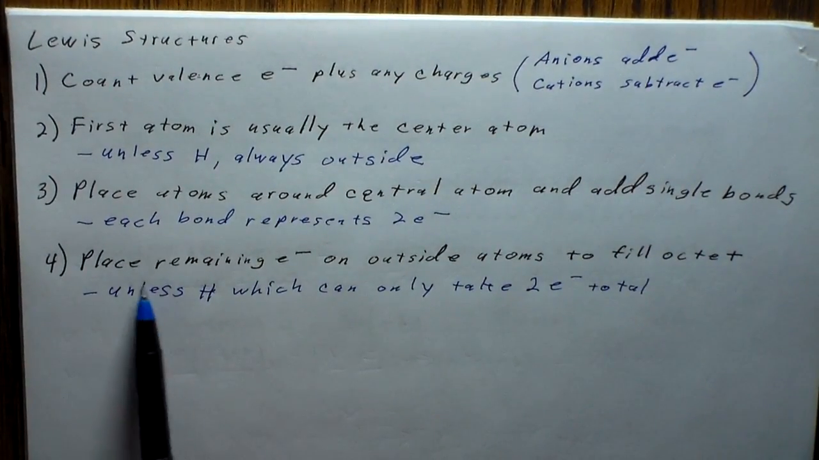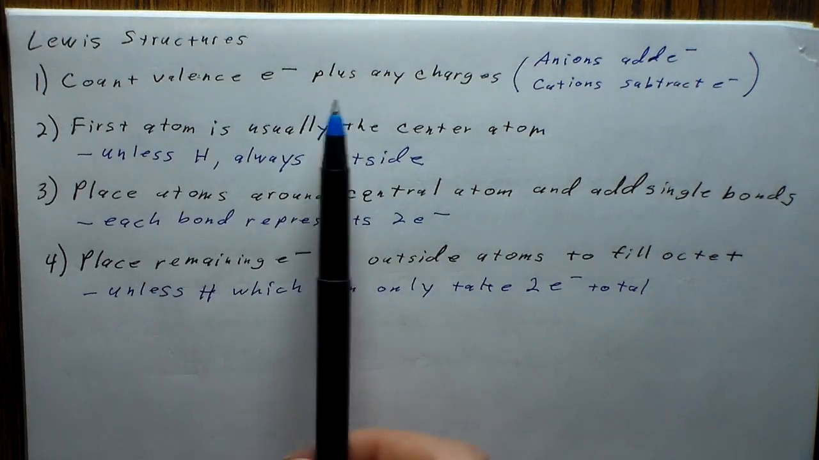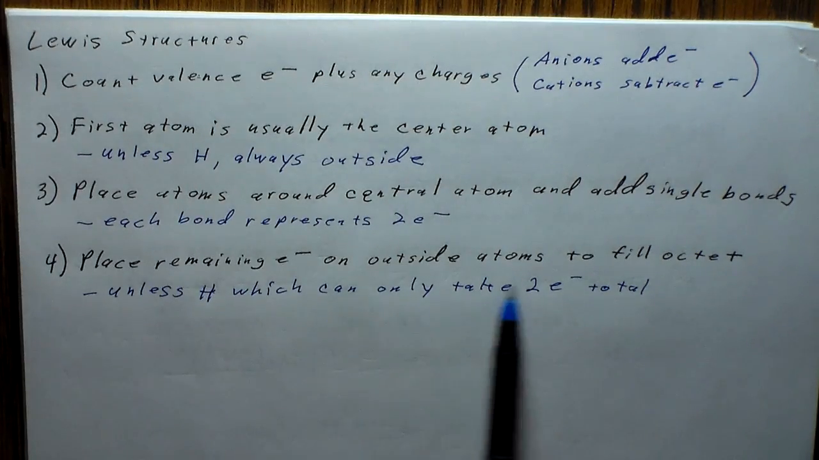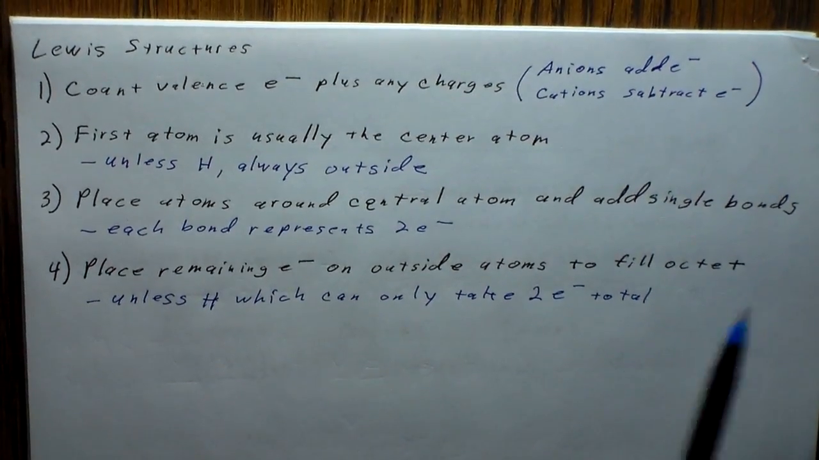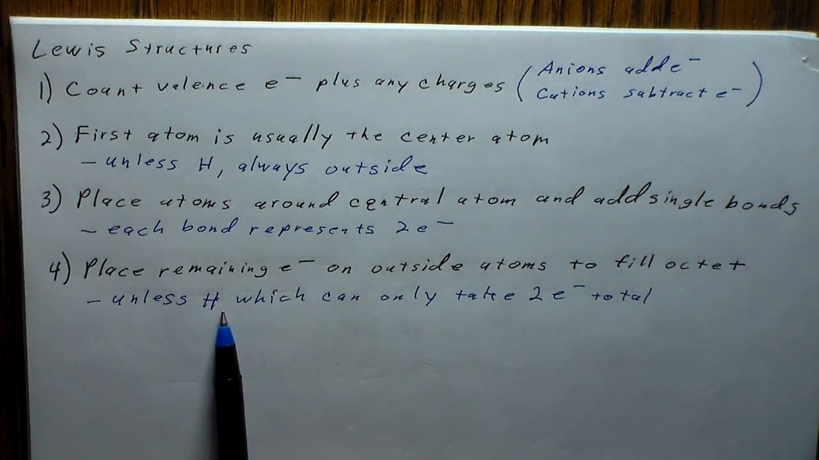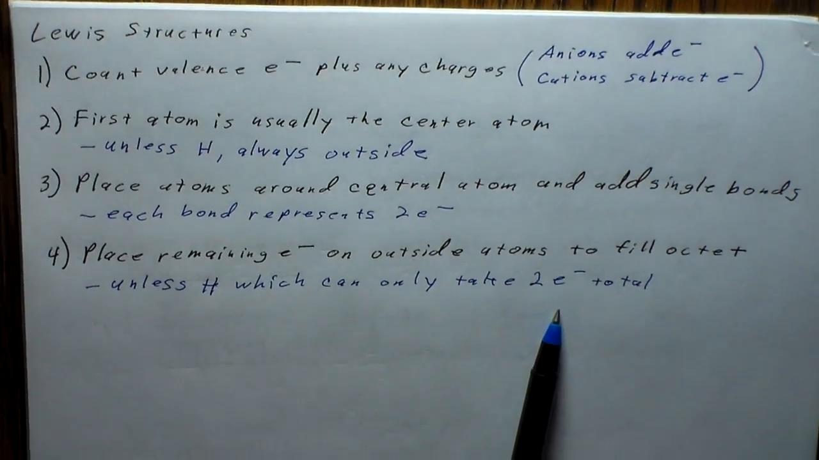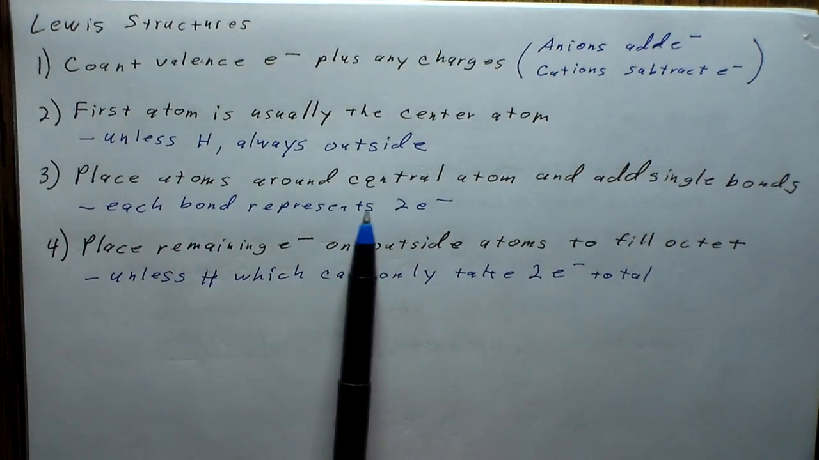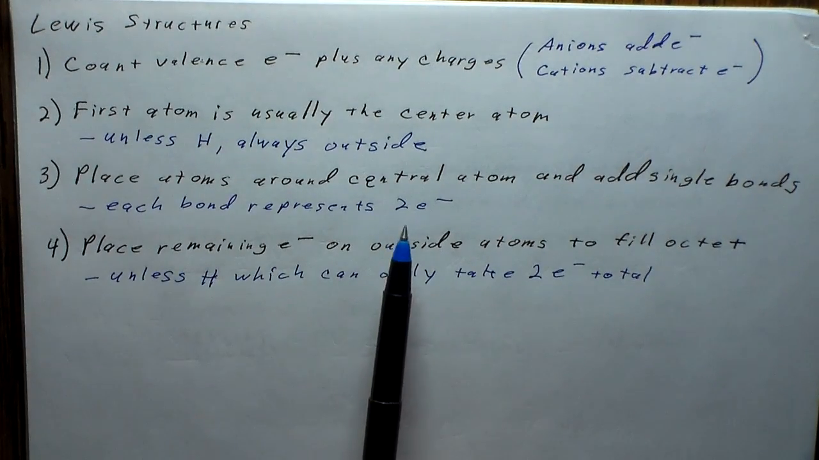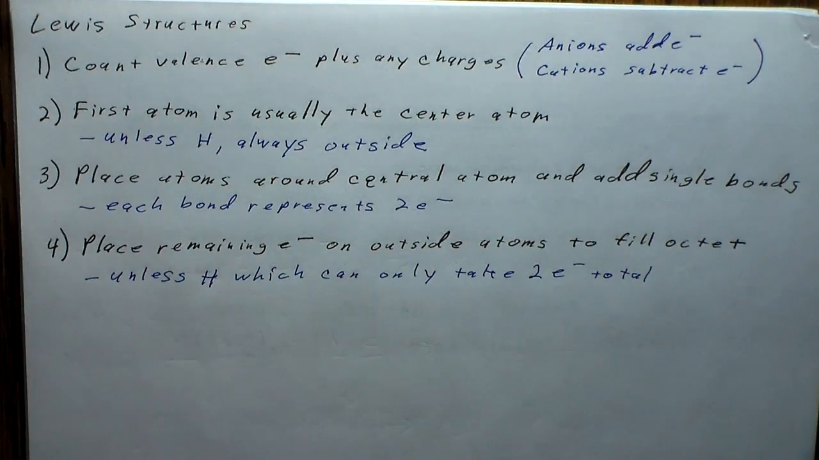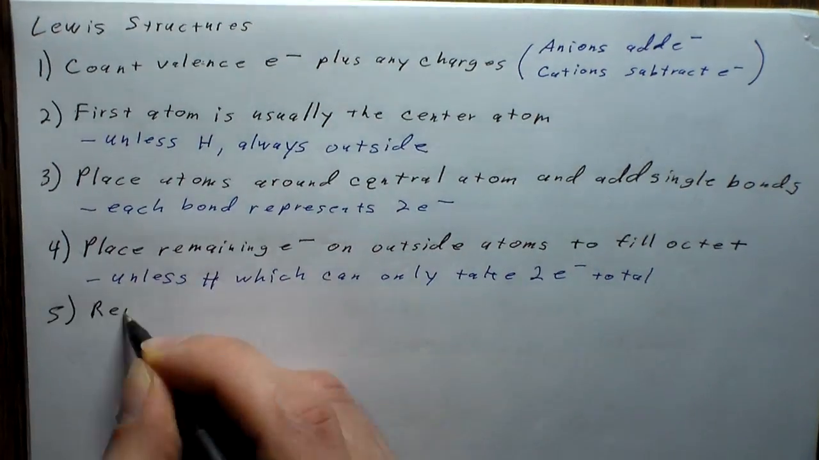Alright, then you're going to go there and place the remaining electrons. Of course, these are all these valence electrons that we just counted, on the outside atoms to fill their octets. Alright, unless, of course, the hydrogen, which can only take a total of 2 electrons for that. So of course, if you already have your one bond there, that's going to be 2 electrons, so the most you can really put around any atom is going to be 6.